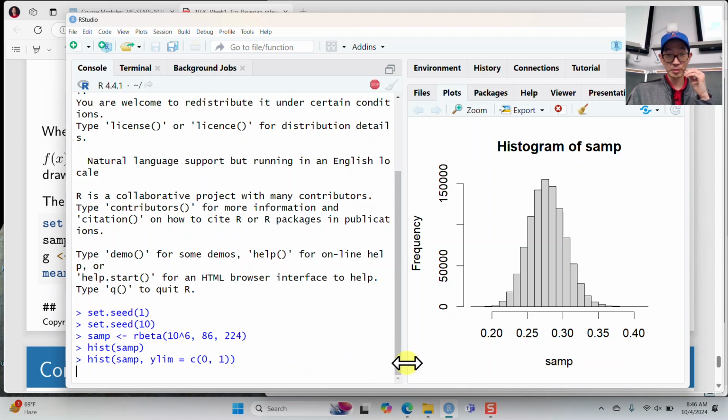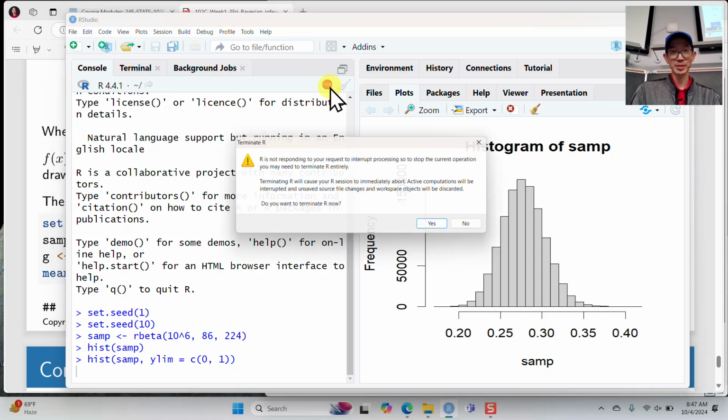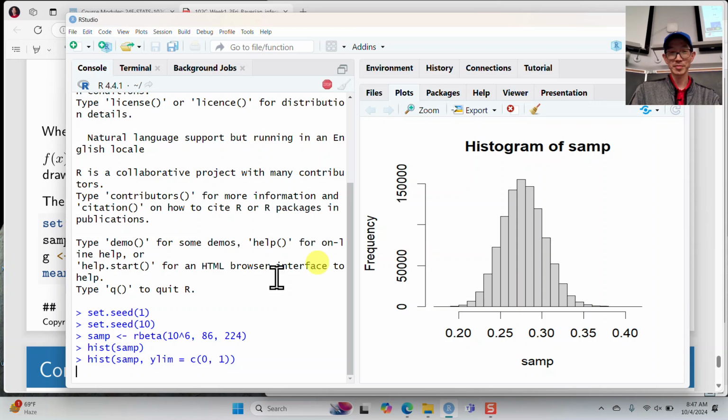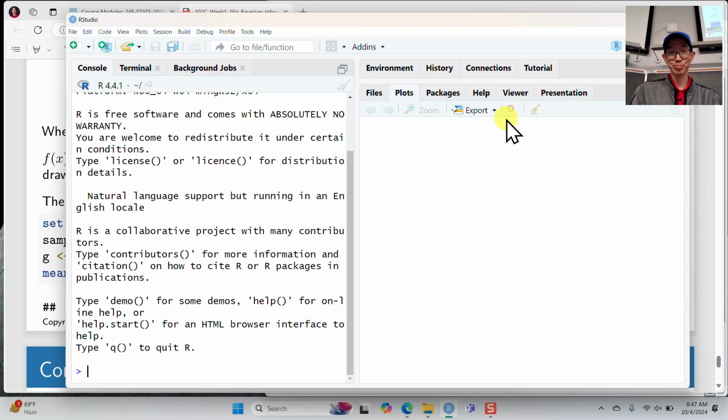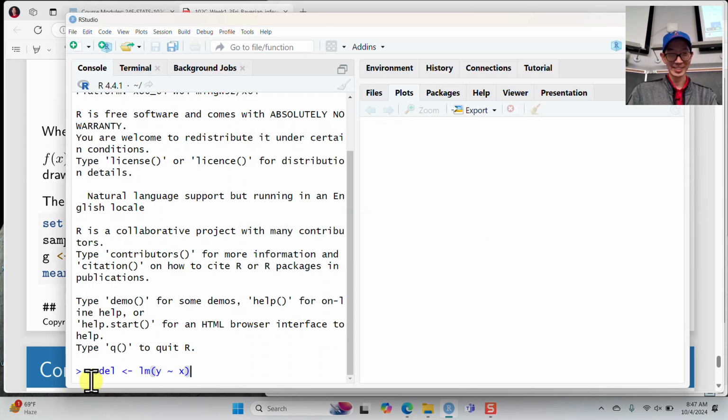Is this not how you set the... why is my thing broken? Oh gosh, I broke something. Remind me later.